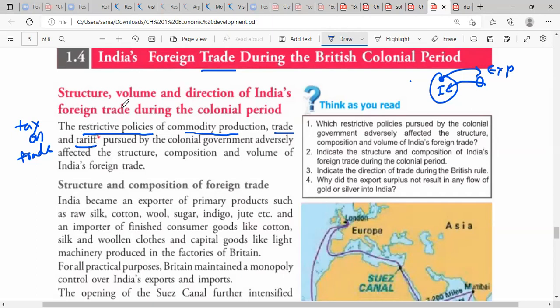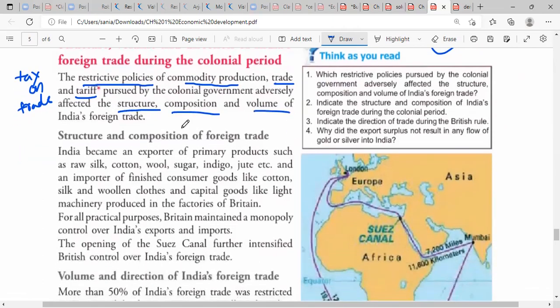So basically, what was the structure? There were restrictive policies, restrictions on commodity production, trade, and tariff pursued by the colonial government, which adversely affected the structure, composition, and volume. Structure is how it looked, composition is with whom you are going to trade, and volume is how much you are going to trade with everyone. So first, we'll see the structure and composition of foreign trade.